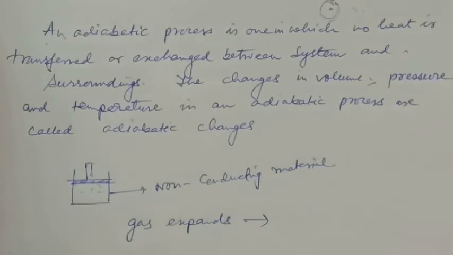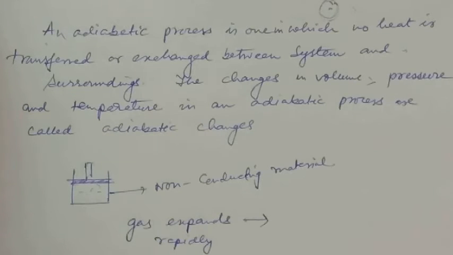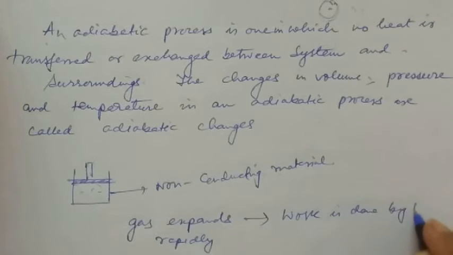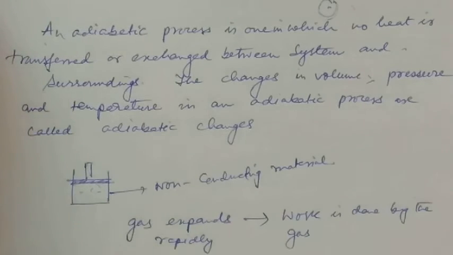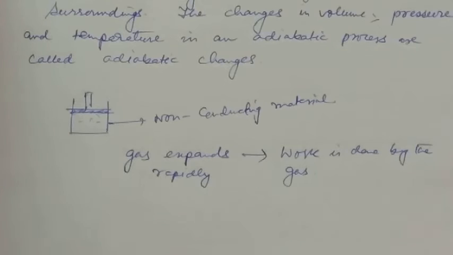What happens when the gas expands rapidly? Work is done by the gas. Now when work is done by the gas, as in the previous case also we had seen, there will be a fall in temperature because the internal energy decreases, because the gas does work by expending its own energy. The internal energy of the gas depends on temperature, so the temperature of the gas will also decrease.